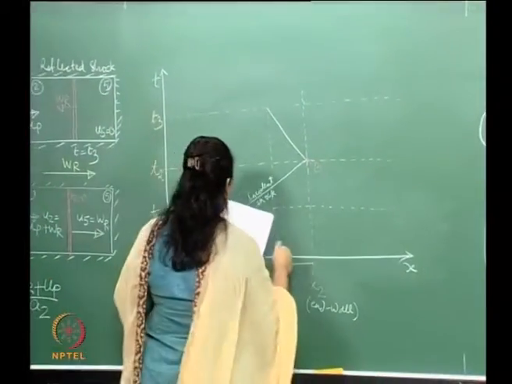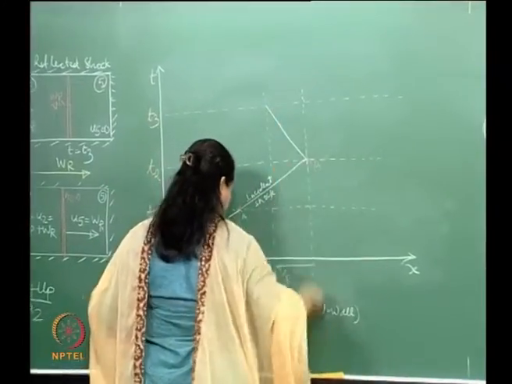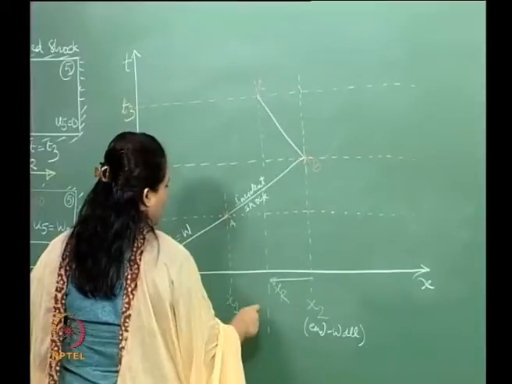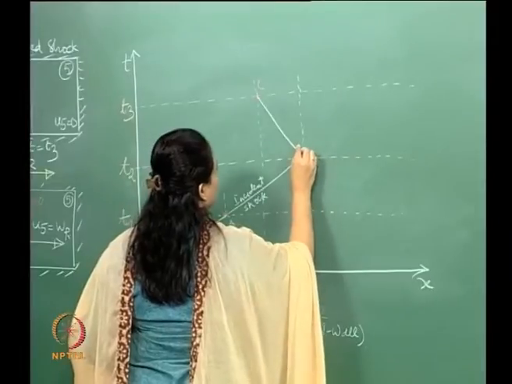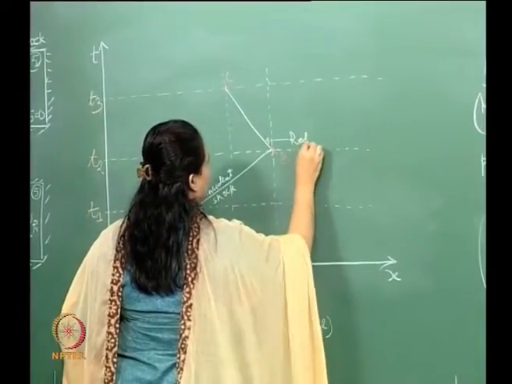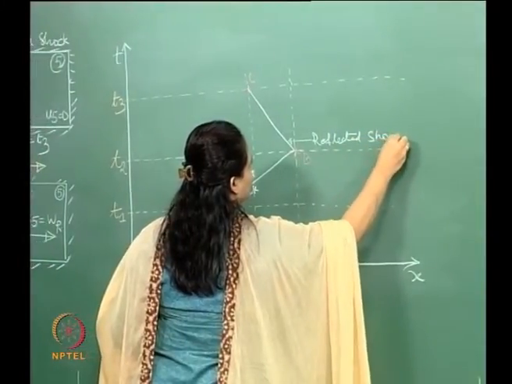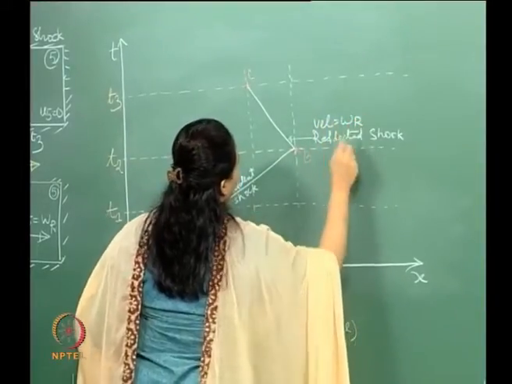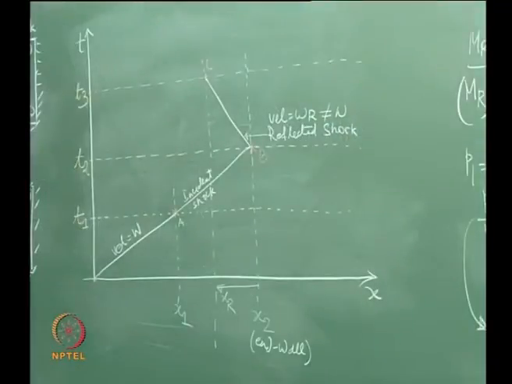Okay, so this is essentially the picture that we are seeing: xr, and this is the reflected shock. Okay, so this in here, this is the region, and the velocity is wr, which is not equal to w, which is not equal to the incident shock. So this is what we see over here.